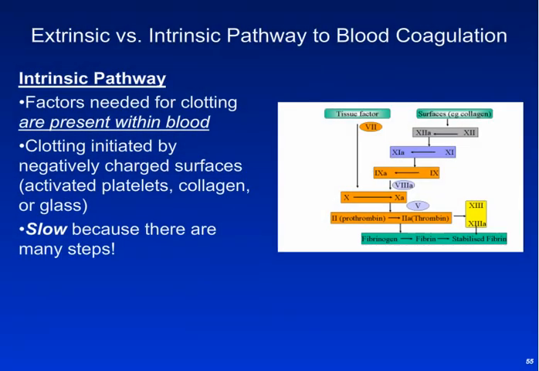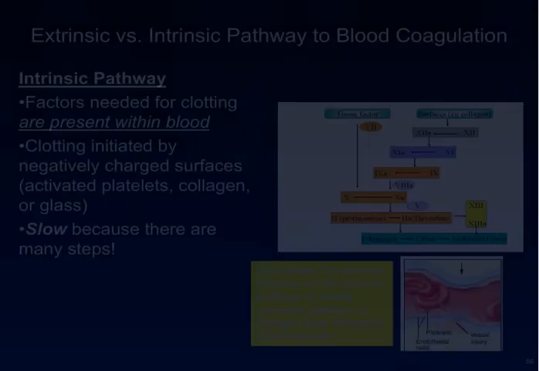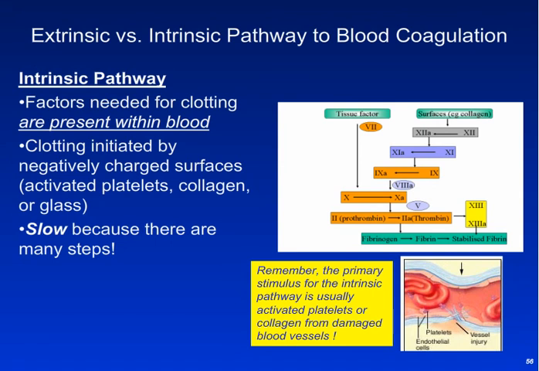One disadvantage to the intrinsic pathway is that it is very slow because there are many steps needed. For example, look at the right-hand side of this figure, and you can see where surfaces, for example, collagen, causes the conversion of clotting factor 12 into clotting factor 12A, and that causes the conversion of clotting factor 11 into 11A, and so on, and so on, and so on. And so it takes many, many steps before we get the conversion of soluble fibrinogen into that sticky fibrin that helps us with hemostasis. So the big picture here is to remember that the primary stimulus for the intrinsic pathway is something within the blood, that is activated platelets, or within a damaged blood vessel, that is collagen. And this collagen or these platelets are negatively charged, and they will start the intrinsic pathway, which will cause blood clotting within a matter of several minutes.